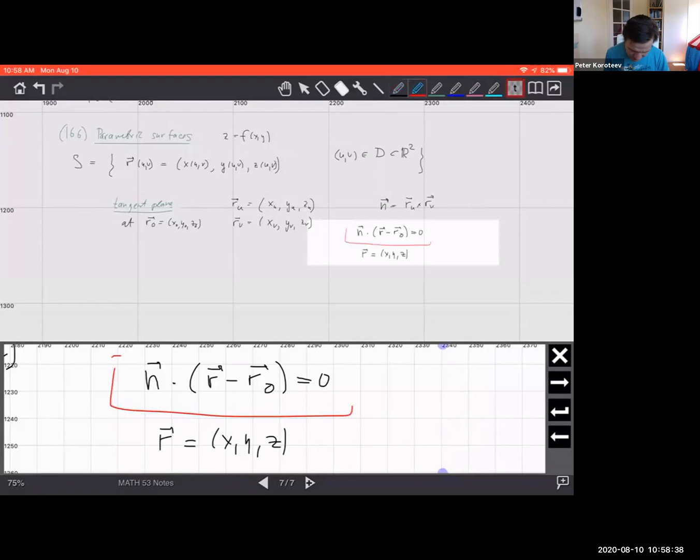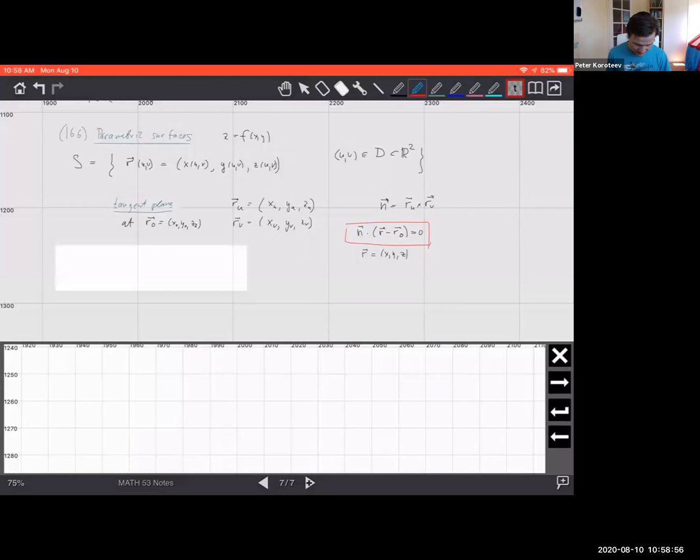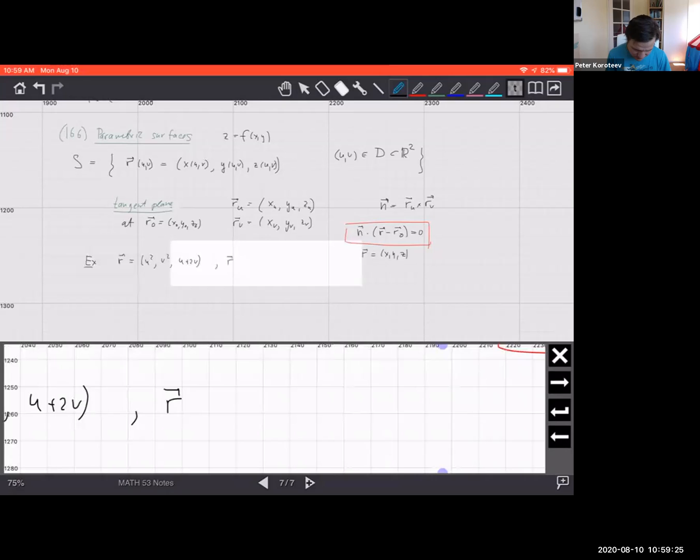Okay. So that's the equation, which we already know for a very long time. It's just now we have a specific recipe of how to calculate the coordinates of the normal vector. Right, so maybe let's do an example. Say we have the following surface, which is given by coordinates u squared, v squared, u plus 2v, and then derive the equation for the tangent plane at point r0 with coordinates 1, 1, 3.